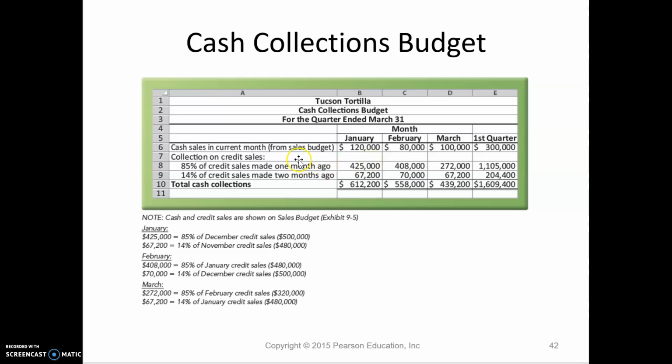Okay. And then the rest were the credit sales, and they said 85% of the credit sales are collected in the month following the month of sale, and then 14% are collected 2 months after the month of sale. 1% is estimated to be bad debts. Let's take a look at an example of a cash collections budget.